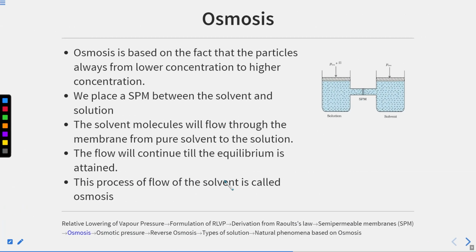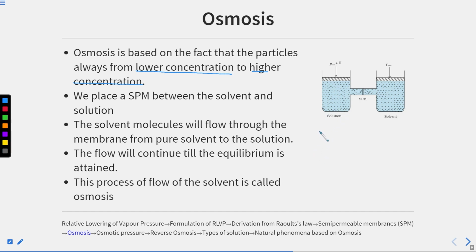Now, what is osmosis then? What is osmosis? So we know that the flow always takes place from higher concentration to lower concentration. Keep this thing always in mind. So suppose we have two compartments in which the pressure is different. In one we have, say, P1 and in the other we have P2. Suppose P1 is greater than P2. Okay, P1 is greater than P2.